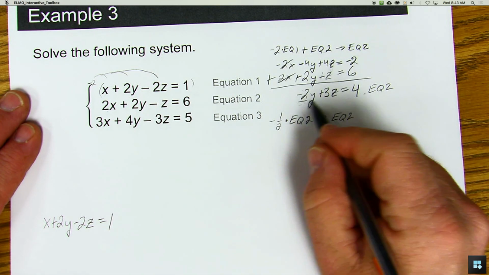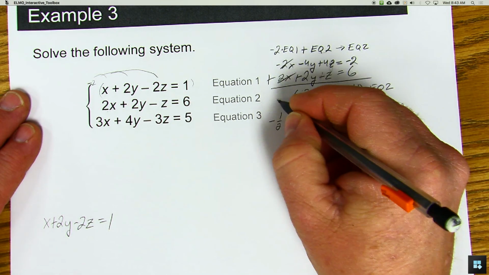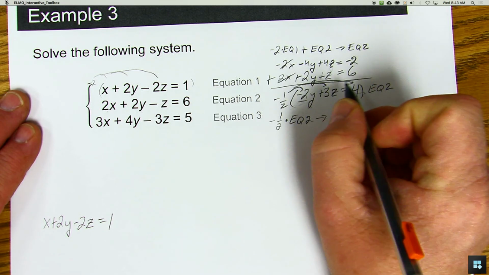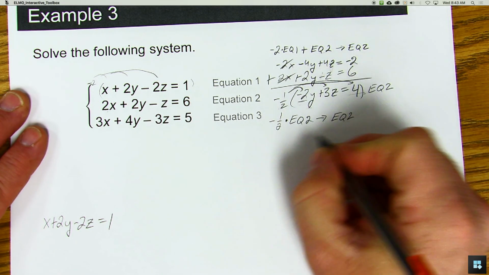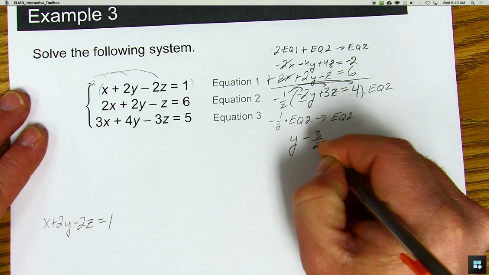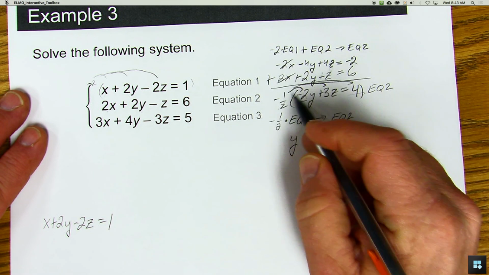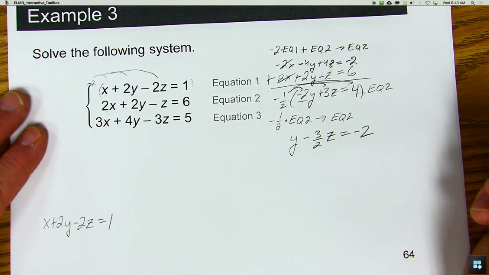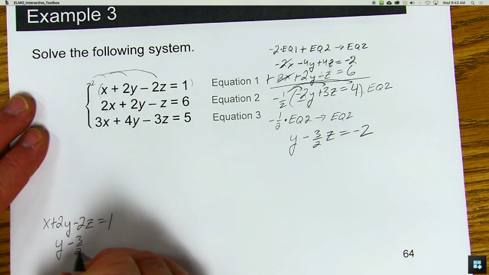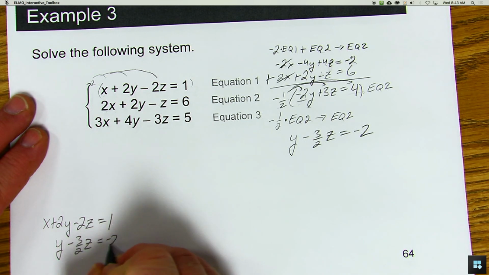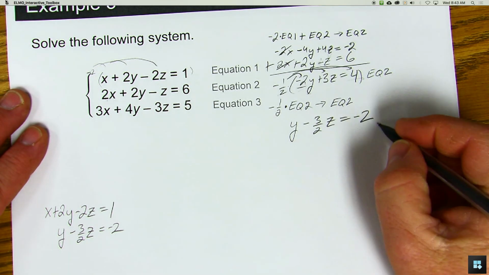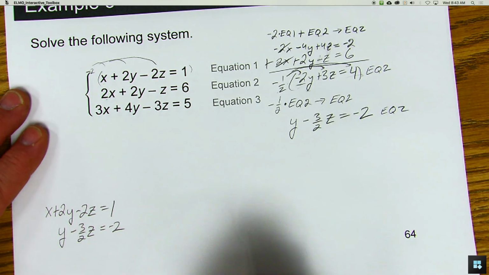Basically I'm going to take this equation right here and multiply by -1/2. So I distribute it in here, here, and here. -1/2 times -2 is just y. -1/2 times 3 is -3/2 z. And -1/2 times 4 is -2. So there's my second equation: y minus 3/2 z equals -2. That's my new equation 2, and I wrote it right there.